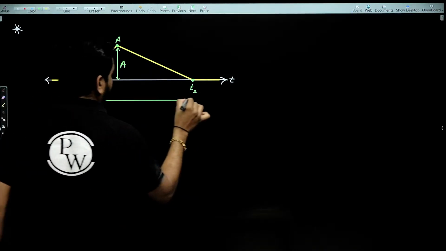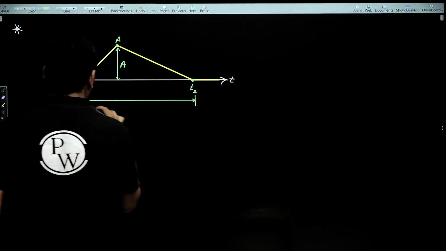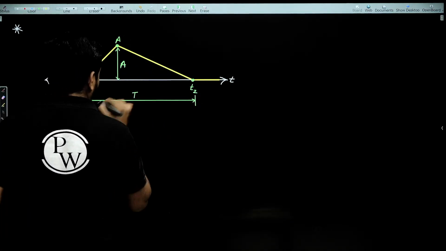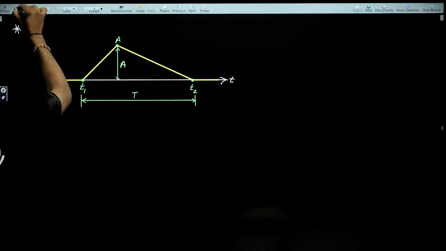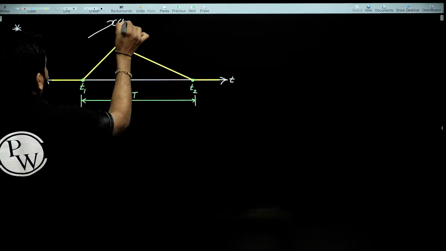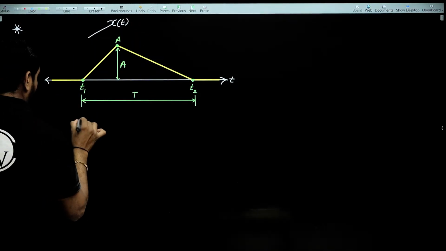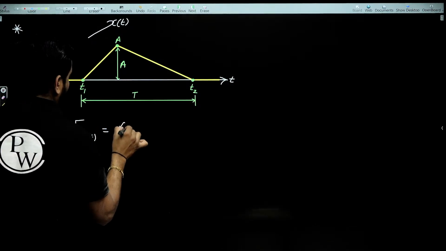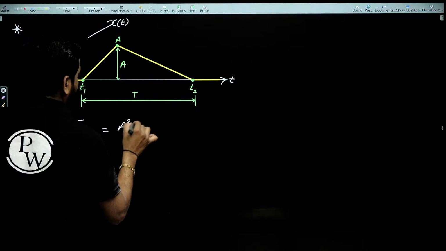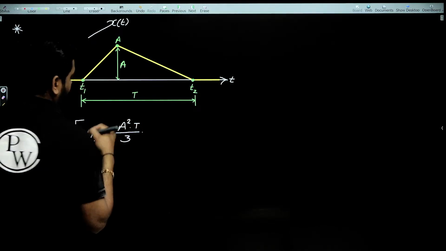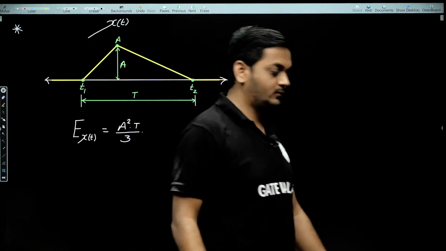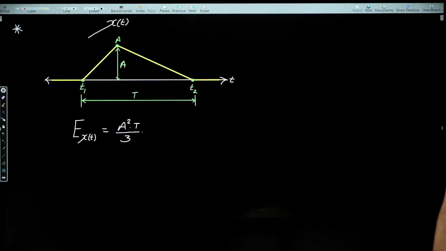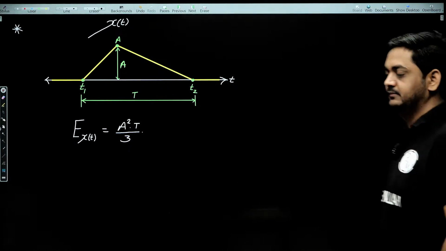Width is T. And if it is an x of t signal, then the energy of this triangle pulse is A square into width divided by 3. Clear to each and everyone? A square into T divided by 3, guys.